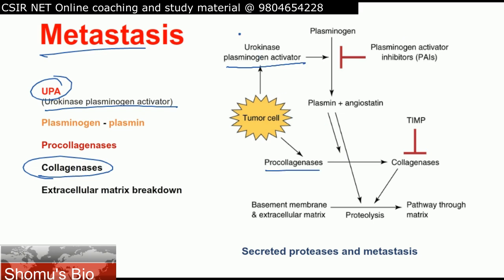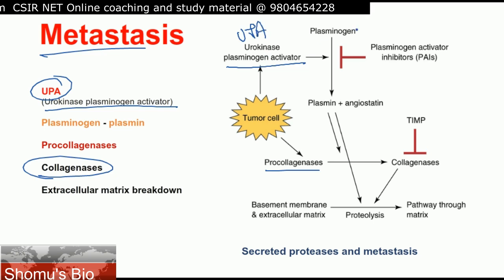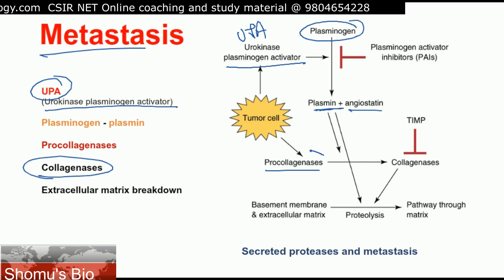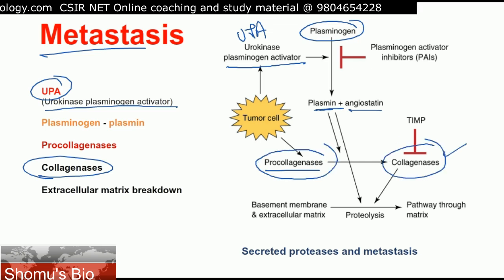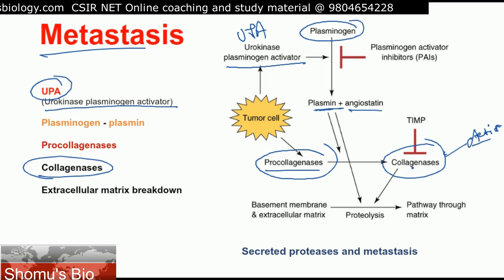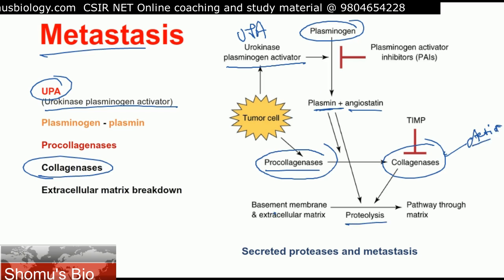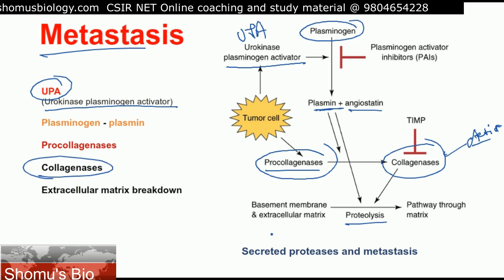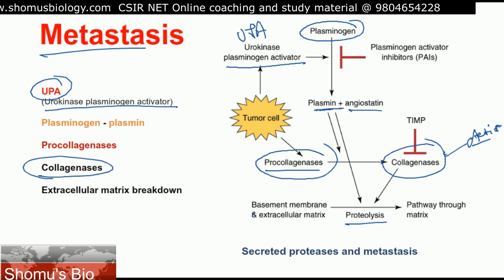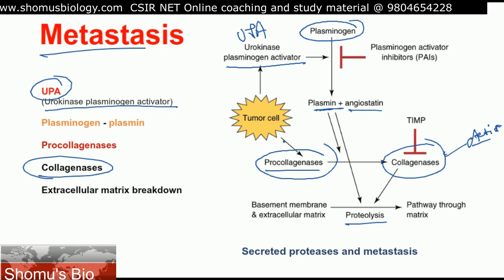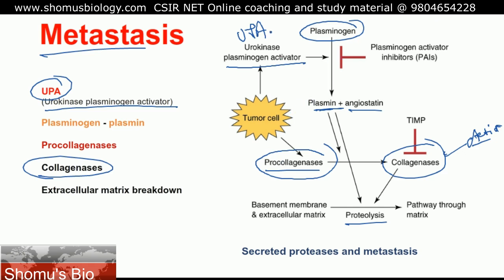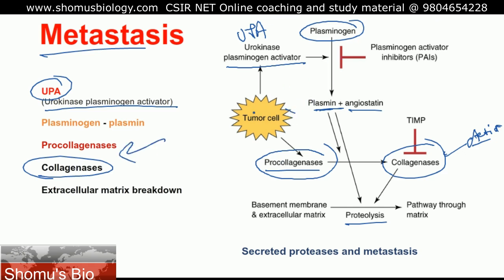Now this urokinase plasminogen activator, or UPA, converts plasminogen into plasmin, and then plasmin along with angiotensin together cause the conversion of procollagenase into collagenase, which is the active form of the enzyme. Collagenase can easily do the proteolysis of the basement membrane and extracellular matrix material, break the extracellular matrix, and then squeeze through that place to the surrounding locations. That's how they establish metastasis. So two things together, UPA and procollagenase secreted, and the rest of the job is done.